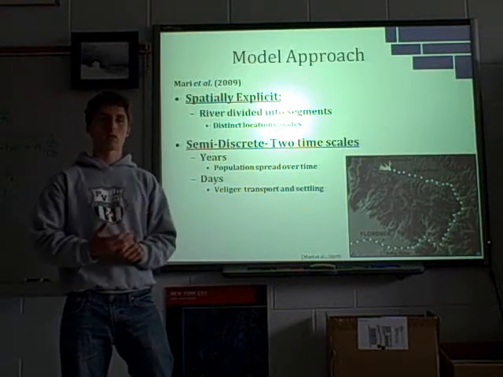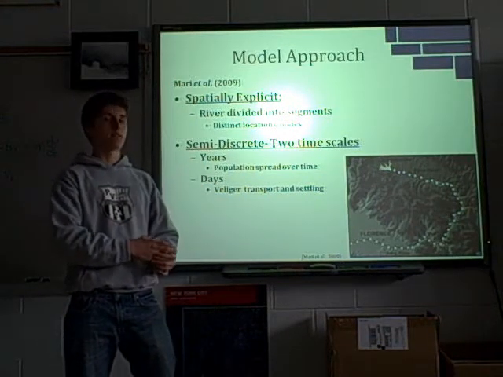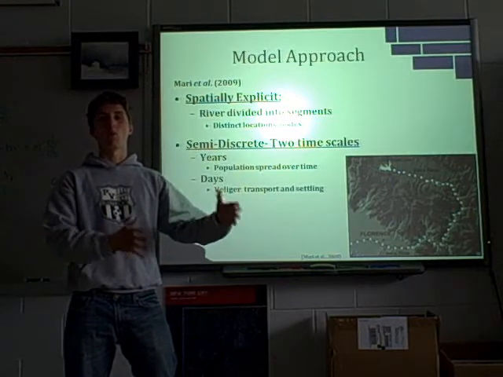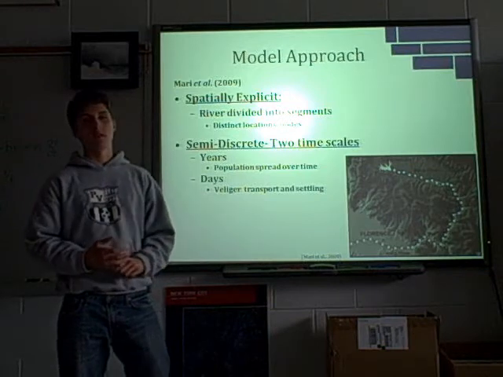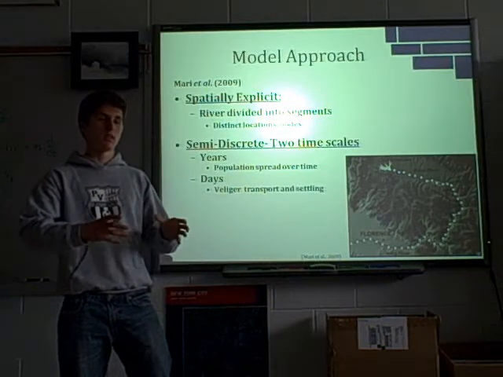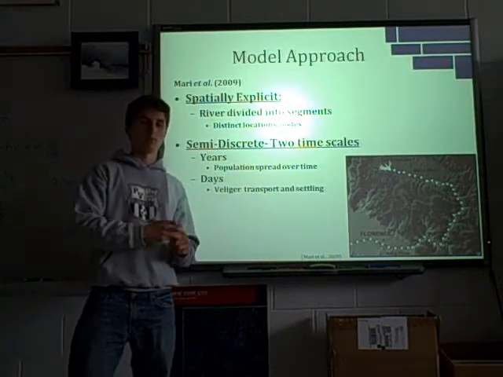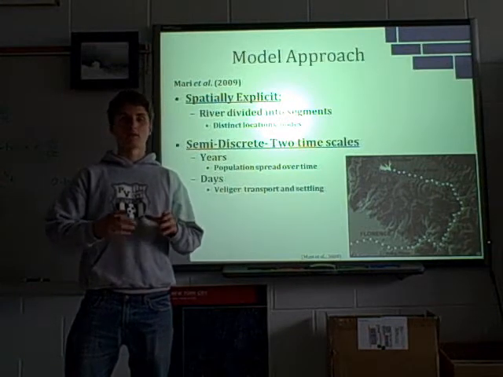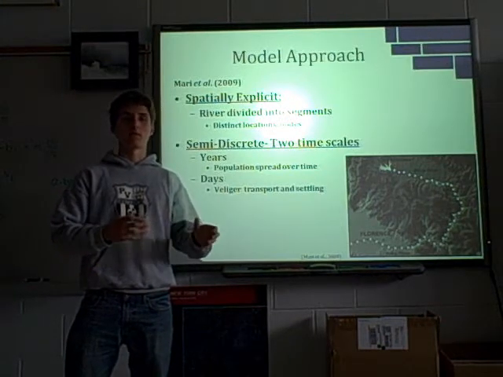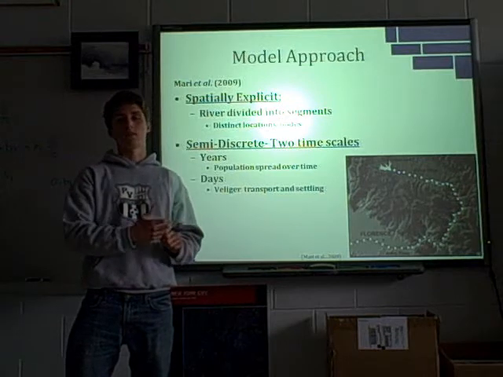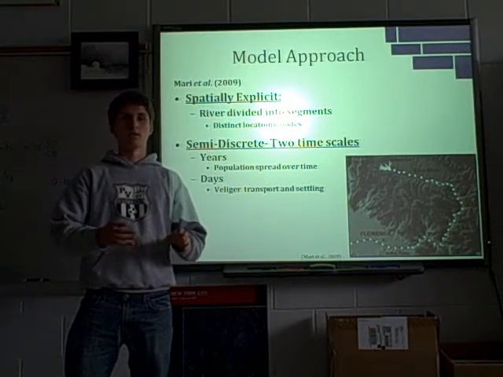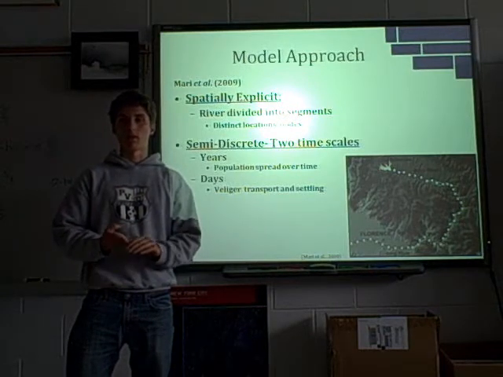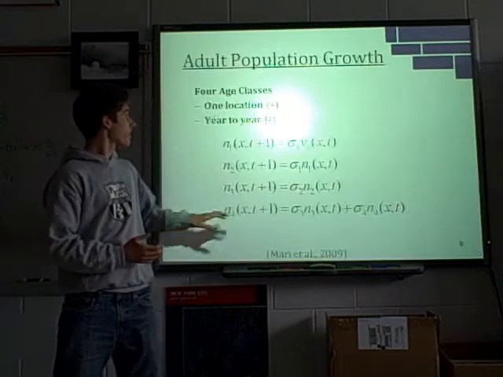You have the long-term timescale of years, and that's how I can show how the population as a whole will spread from an introduction point. And then you have the timescale of days, along which the veliger transport is modeled, because the veliger dispersion period is generally between 7 and 28 days. So you also have to take into account how they're going to die, settle, and be produced and travel during that period as they're traveling along the river.